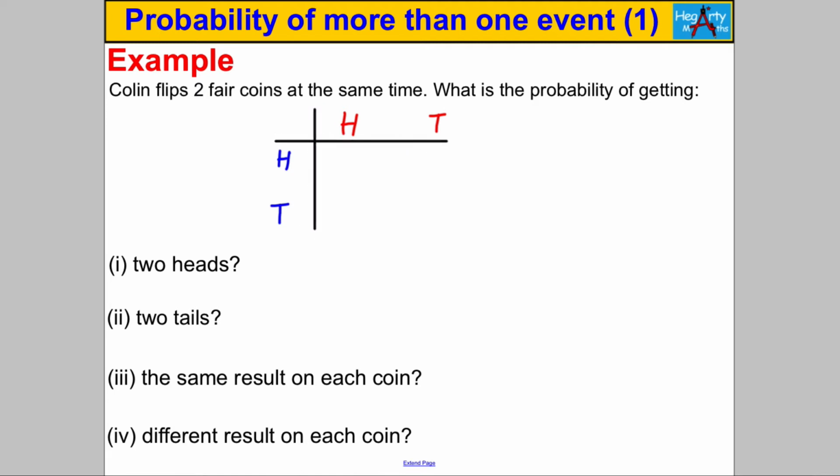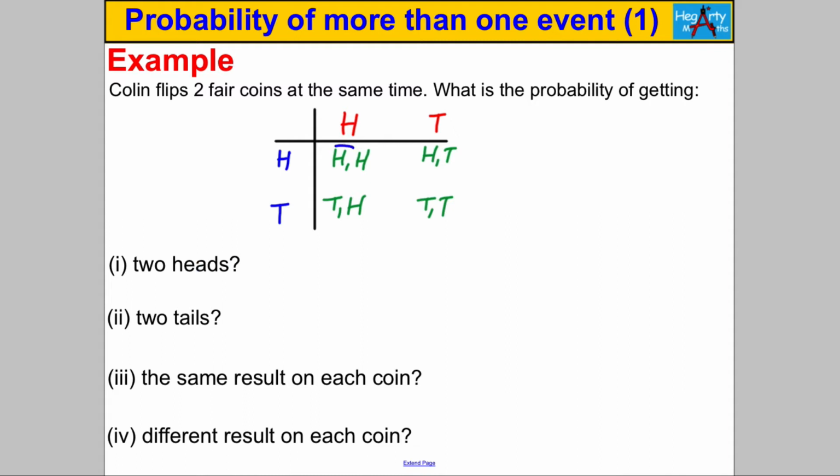So what are the options? Well, we either get a head and a head, we get a head and a tail, we get a tail and a head, or we get a tail and a tail. Now clearly there are 4 possible outcomes there.